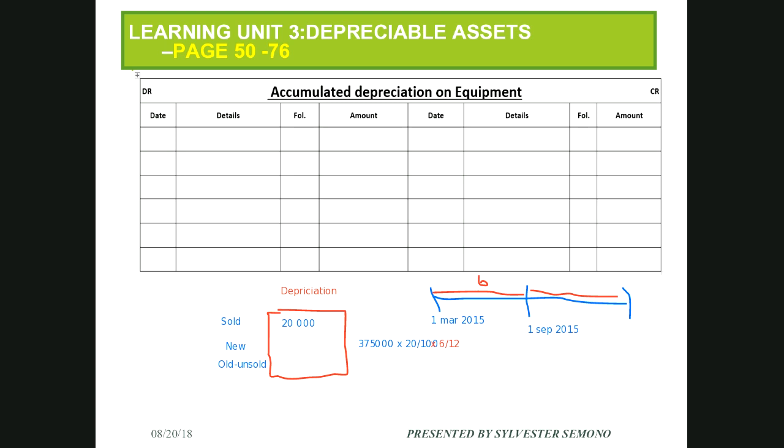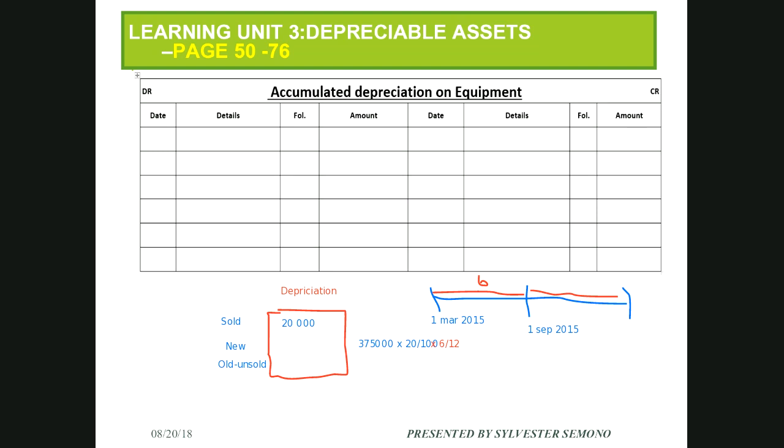37,500. You see what I like about the new one, it doesn't matter which method. It's just straight because you don't have anything to minus, even though you are using the diminishing balance method. Are we okay? No problem.